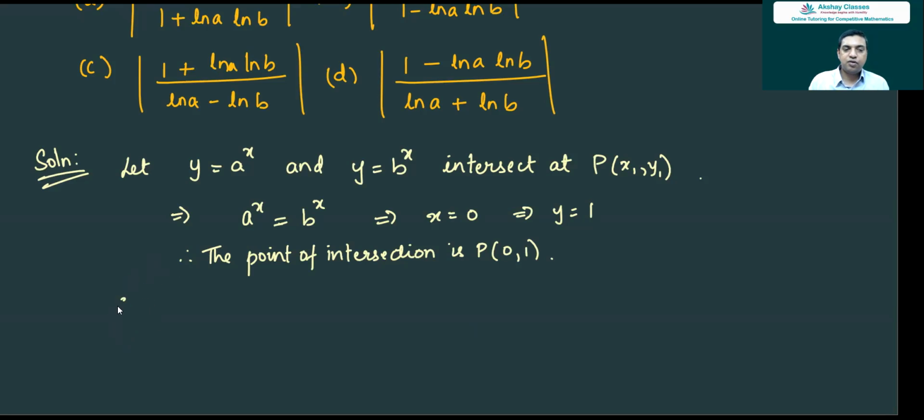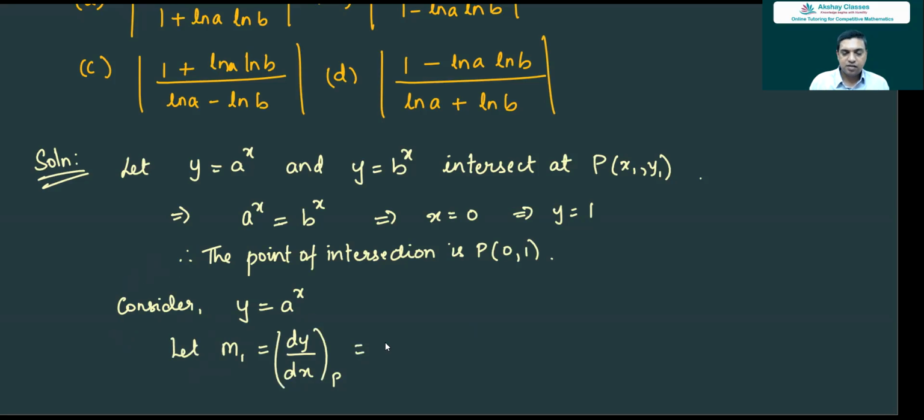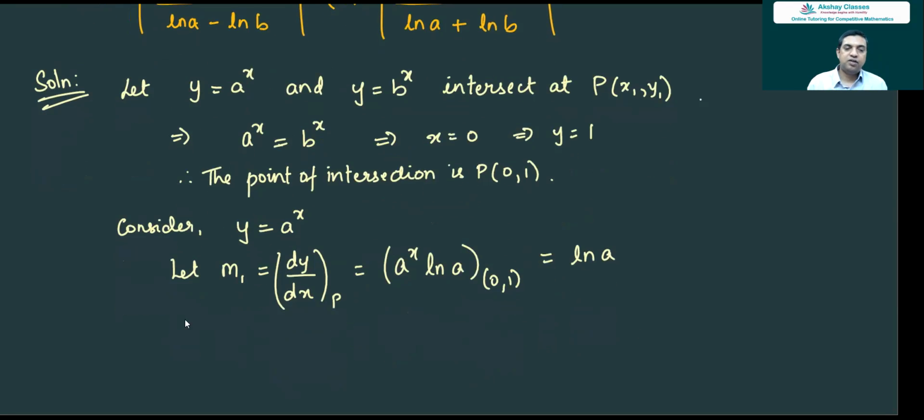differentiate. Now consider the first curve. Let m1 be the derivative of this curve at P. So what is the derivative of a power x? It is a power x log a. At (0, 1), so substitute x equal to 0. The y term is not there anywhere here. When x equals 0, you get log a. All right.